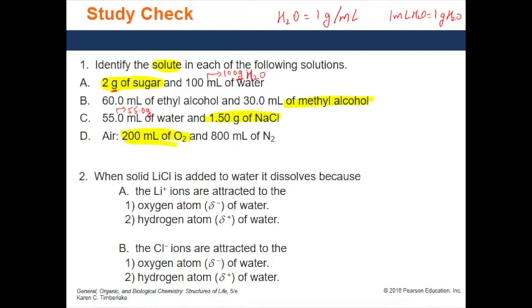Next, when solid LiCl is added to water, it dissolves because the Li+ ions are attracted to the oxygen atom of the water or the hydrogen atom of the water. Again, LiCl is a salt. It's an ionic compound. It consists of 2 ions, Li+ and Cl-. Li+ has a positive charge, so it will be attracted towards the negatively charged atom. So the answer is going to be 1. It will be attracted towards the oxygen atom, which has a partial negative charge. Similarly, the chloride ions will be attracted to the positively charged hydrogen atoms of water.